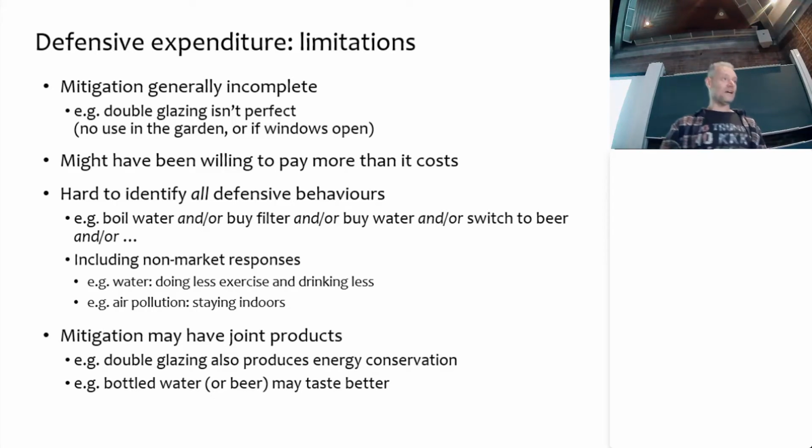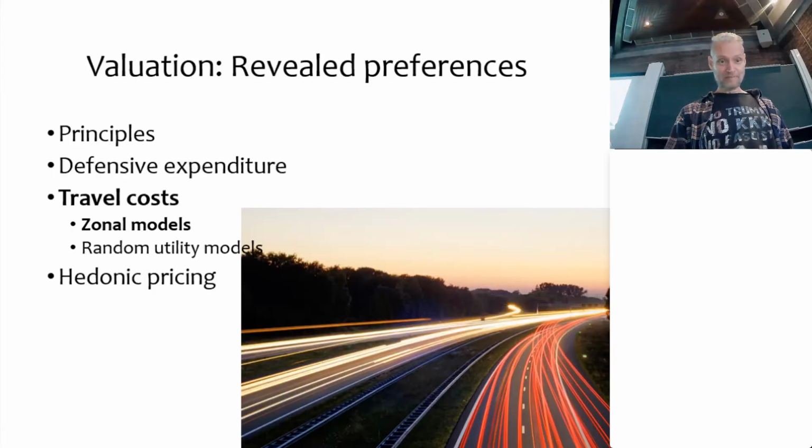hard in practice. There's the joint products that I talked about already. People may also switch to bottled water, not because it's healthier, but because they think it tastes better, and that of course also depends on the tap water that you get. So let's turn to the second group of methods, and that is the travel cost, where the market is a complement for the environment, right? In defensive expenditure it's a substitute, now it's a complement.